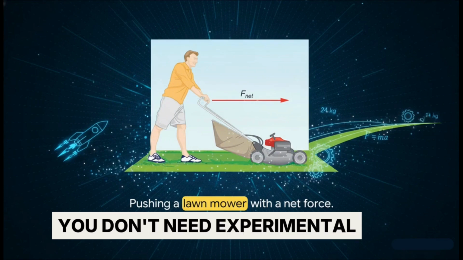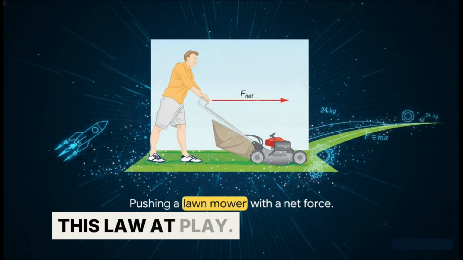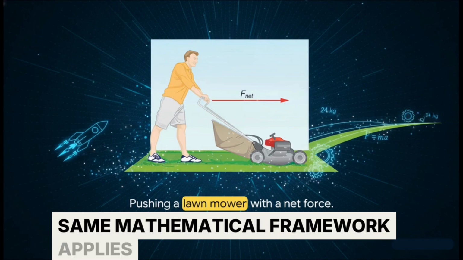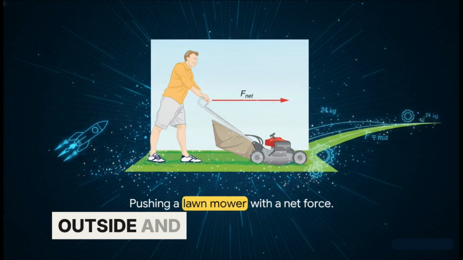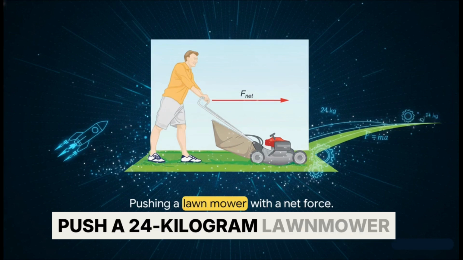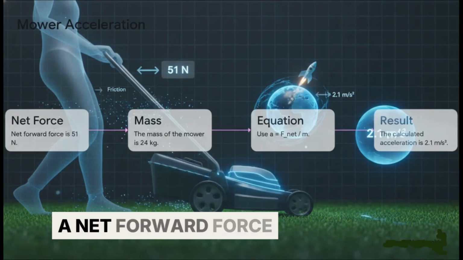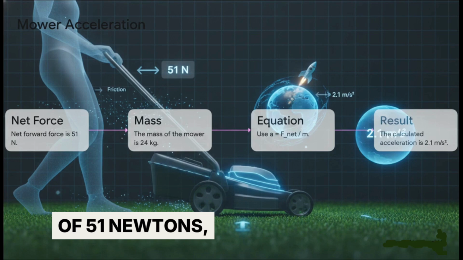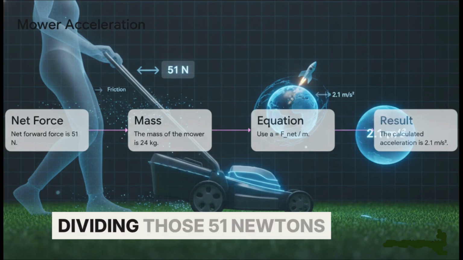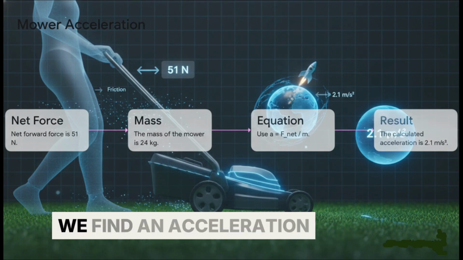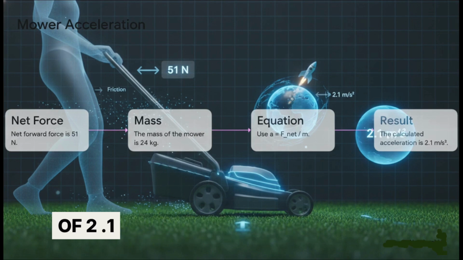You don't need experimental rocket sleds to see this law at play. The crucial point is that this exact same mathematical framework applies when you simply step outside and push a 24-kilogram lawnmower across your front yard. Let's say you apply a net forward force of 51 newtons, which is your pushing force minus the friction of the grass. Dividing those 51 newtons by the mower's 24-kilogram mass, we find an acceleration of 2.1 meters per second squared.